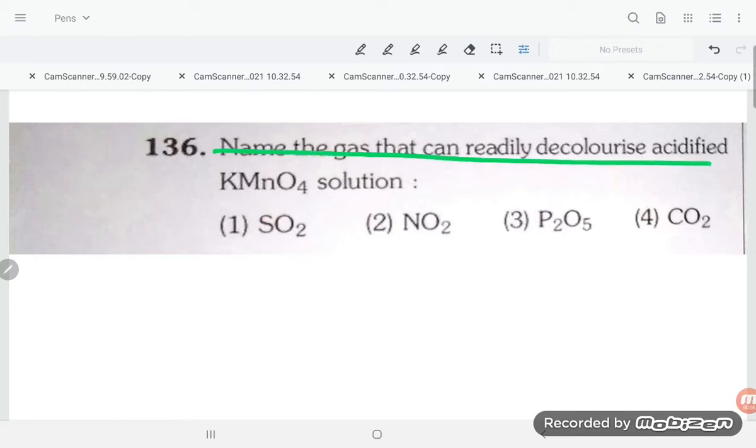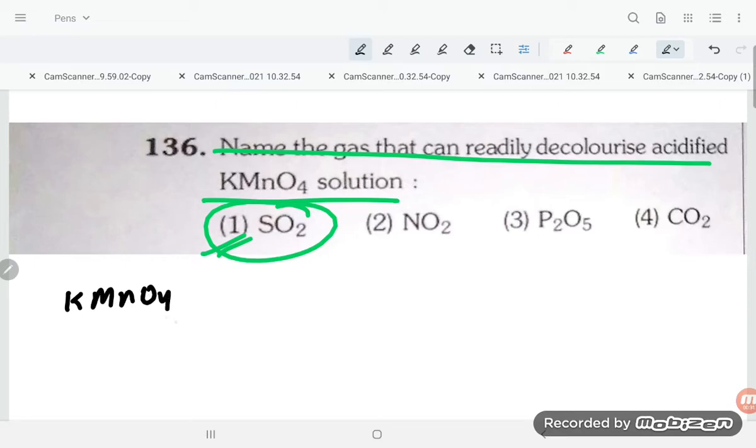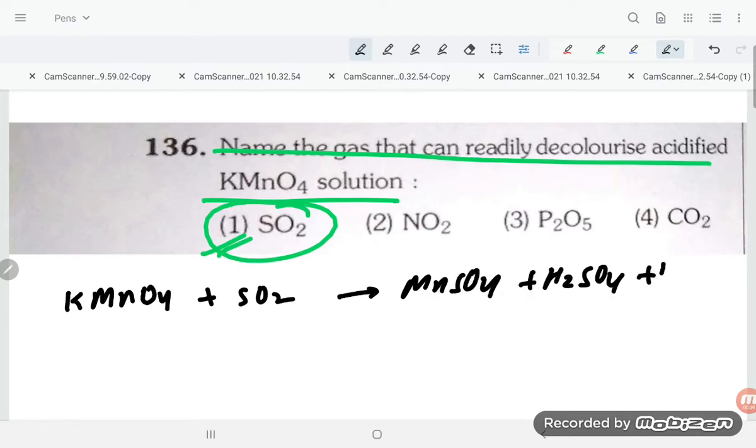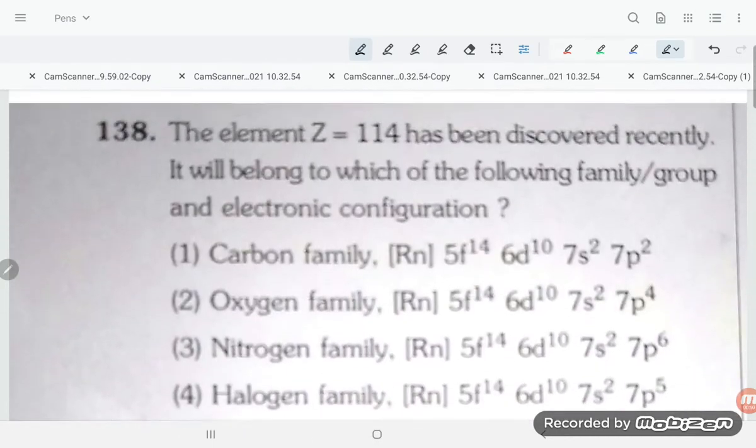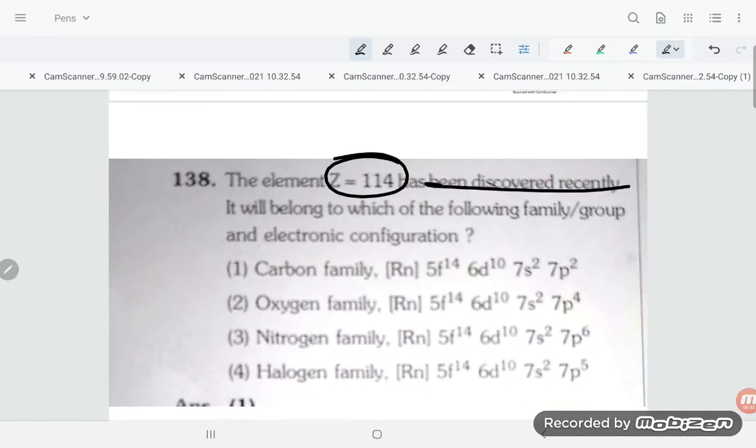Name the gas that readily decolorizes acidified KMnO4 solution. If you have KMnO4 solution, that is the SO2 group. SO2 readily decolorizes KMnO4. So this is KMnO4, and if you add SO2, it will give MnSO4 plus H2SO4 plus K2SO4. This is colorless. So which gas is decolorizing? That is sulfur dioxide.